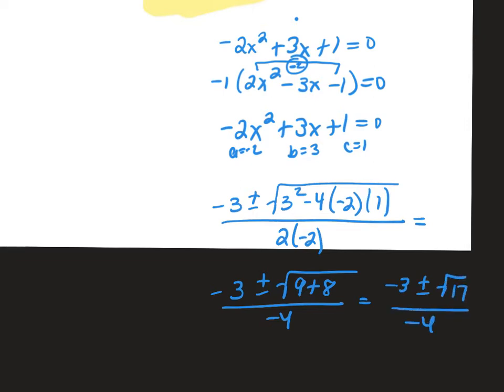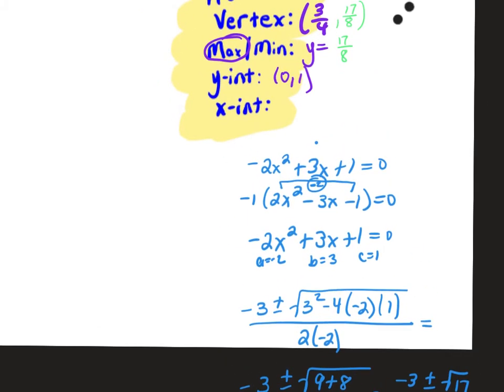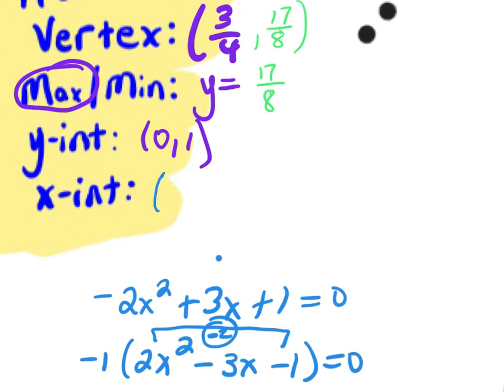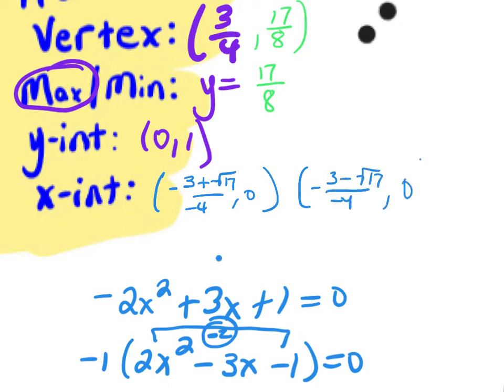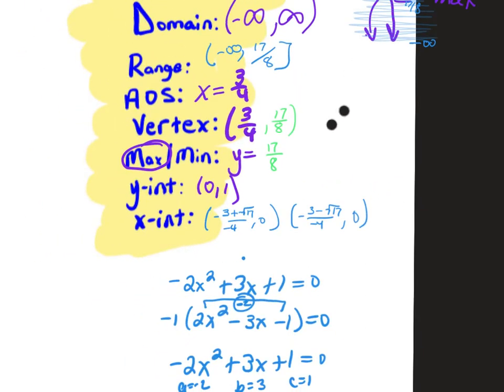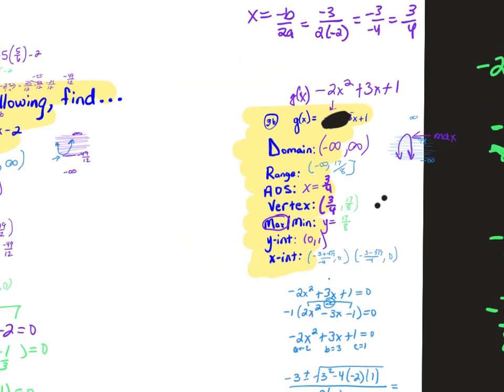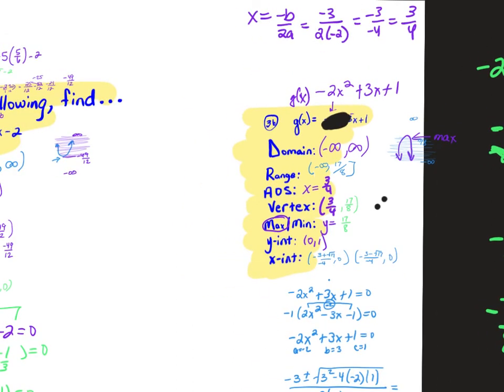So your x-intercepts, guys, would be at negative 3 plus root 17 over negative 4, comma 0, and negative 3 minus root 17 over negative 4, comma 0. Those are your x-intercepts. So just make sure you guys are aware: you will probably have to use the quadratic formula at some point, and that's okay.